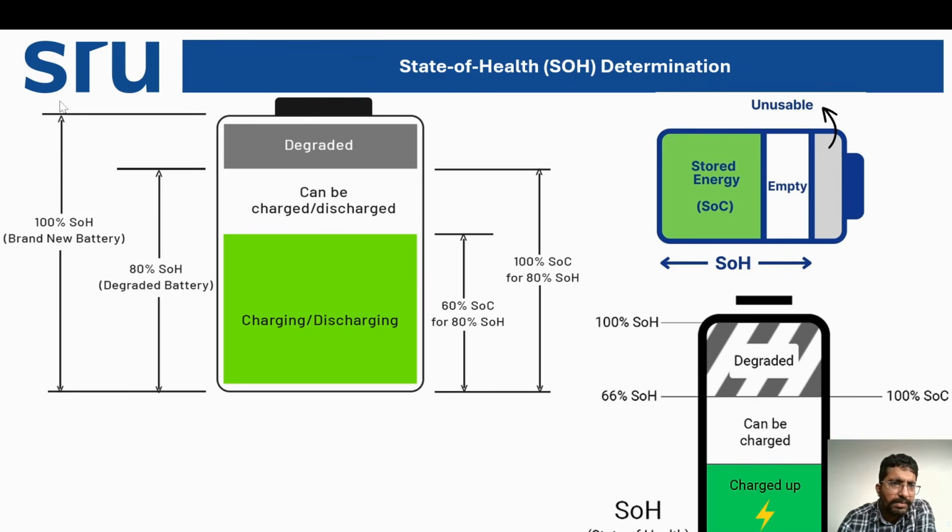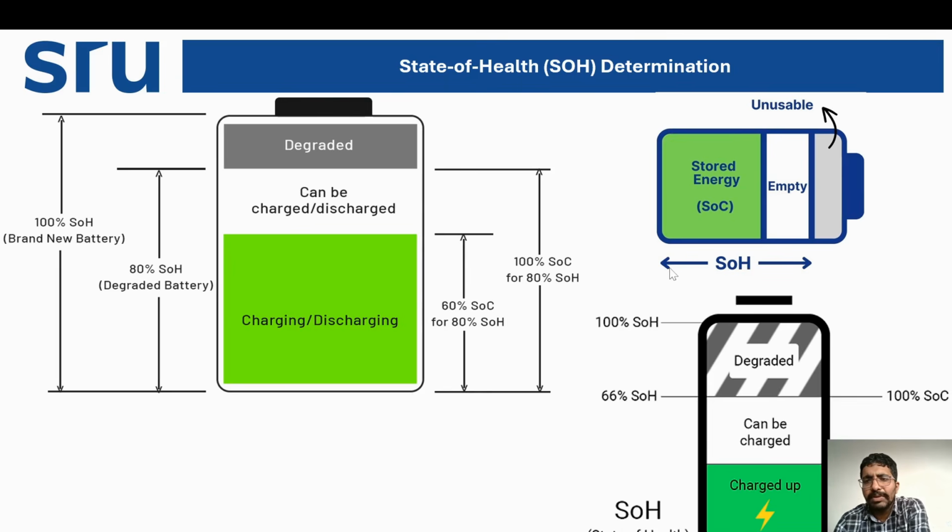For a new battery, 100% state of charge is there. For an older, aged battery, suppose the state of health is degraded to 80%. This is the degraded part, but in the output it will show 100% state of charge, yet it is not getting the remaining 20% charging. It will show 100%, but actually it is at 80% charge. Similarly, this is 60% state of charge for 80% state of health. If this is considered as 100, then this will be considered as 60%.